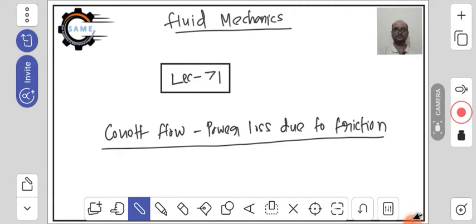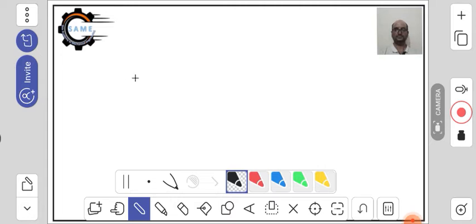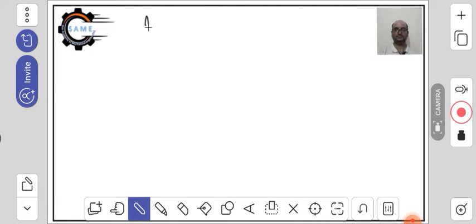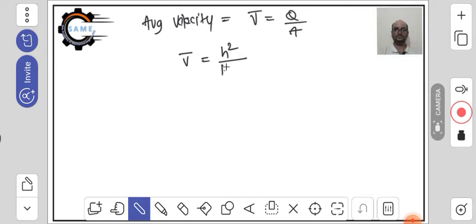Now we'll start first. Up till now, what we have discussed is the average velocity. Average velocity V bar is equal to discharge upon the area. This thing we have known, right? It means V average is H square by 12 mu times minus dp by dx. This thing we have discussed. And we also calculated V max upon V bar is equal to 3 by 2.